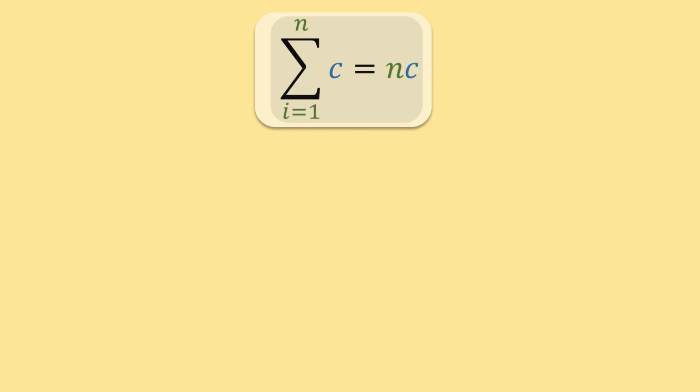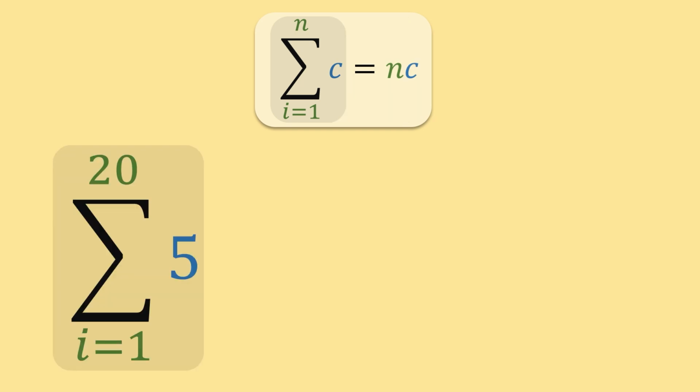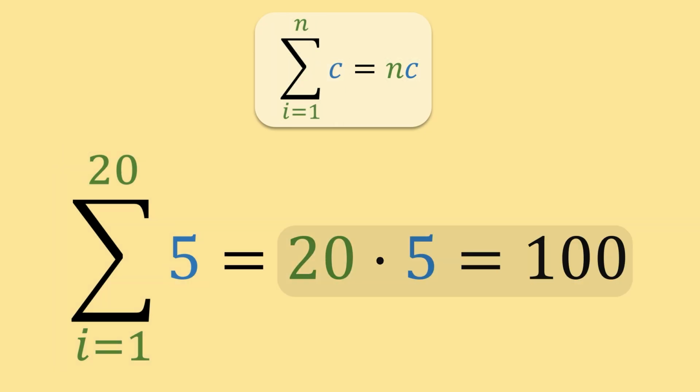For example, we can use this rule to quickly evaluate the sum from i equals 1 to 20 of 5. Instead of writing out twenty 5's added together, we can rewrite it as 20 times 5, which is equal to 100.